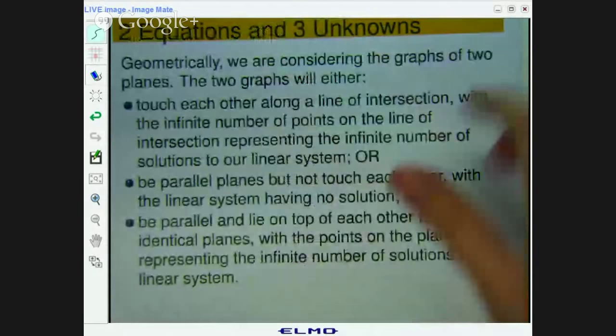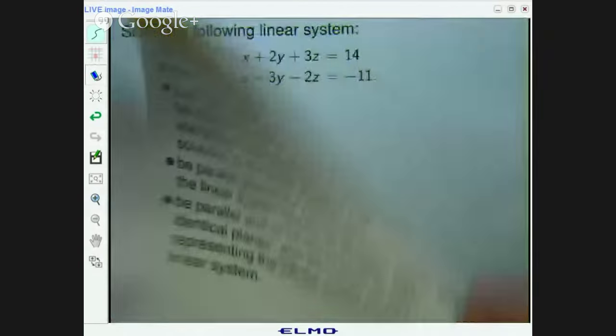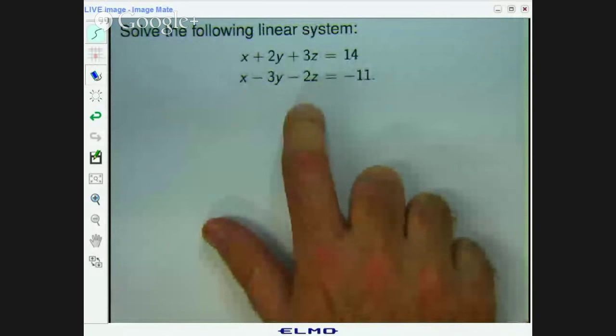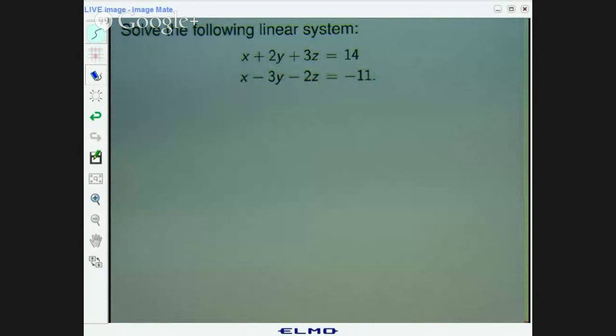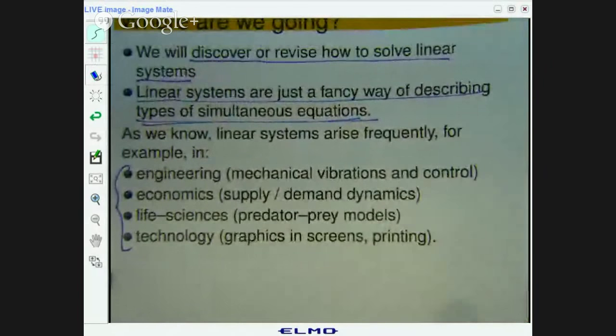You can ramp that up and have two equations and three unknowns. So here you'd want to be solving for x, y, and z, or three equations and three unknowns. It can go on and on and on. In this video, we're just going to solve two equations and two unknowns. And in other videos, we'll do the two equations and three unknowns. They'll be the subject of other videos.